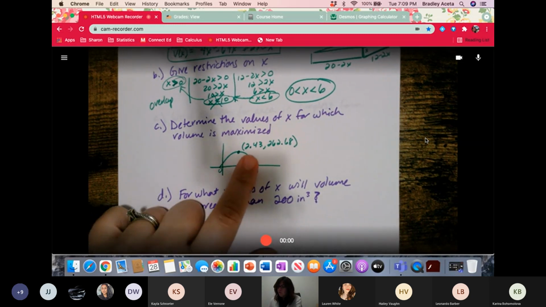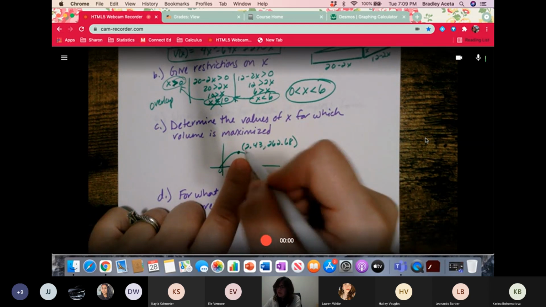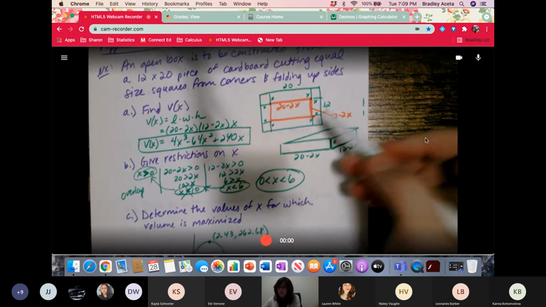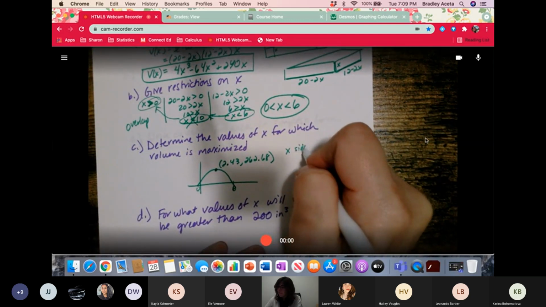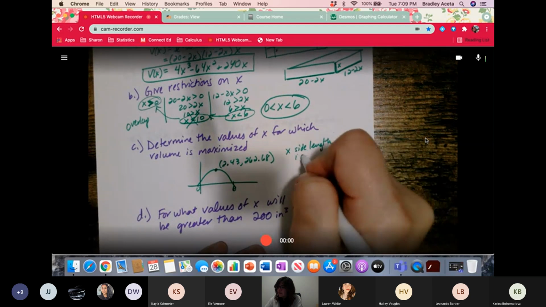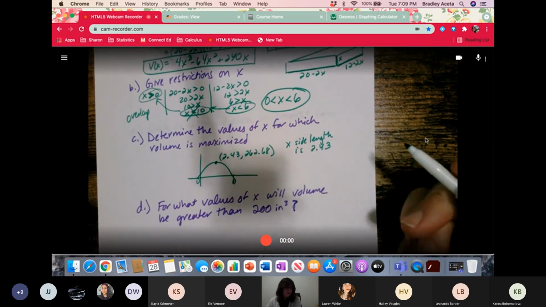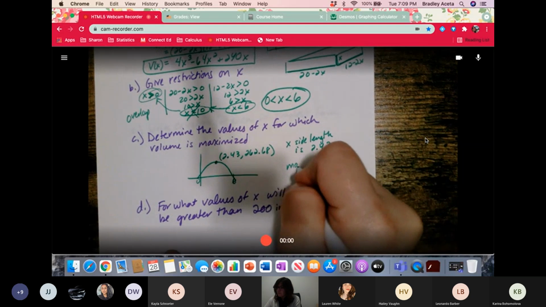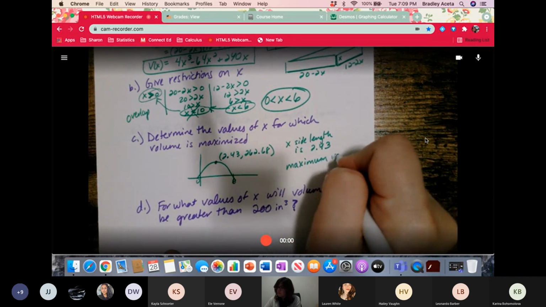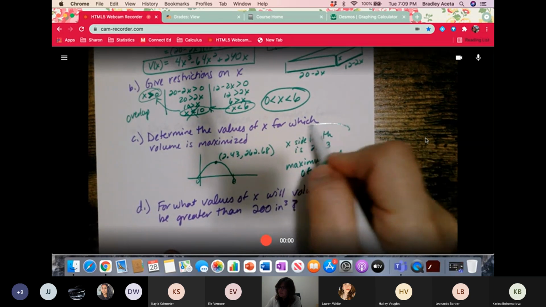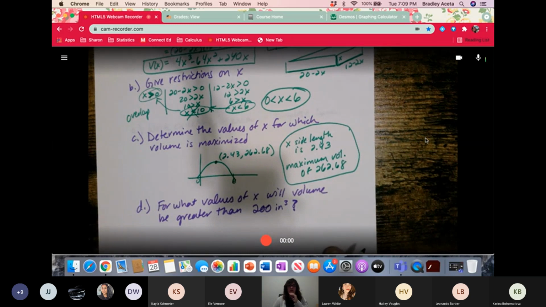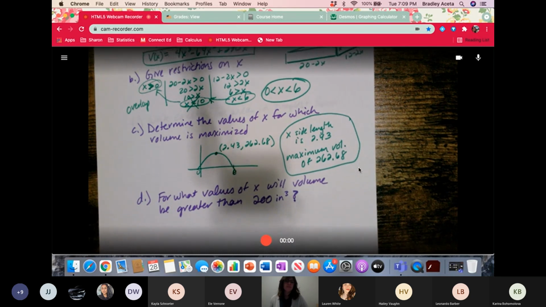Well, this says when x is my what? X is my side length here. So when the side length x is 2.43, I have a maximum volume of 262.68. That's the side length where I would have my highest max volume. That was pretty cool. I give props to you, Desmos.